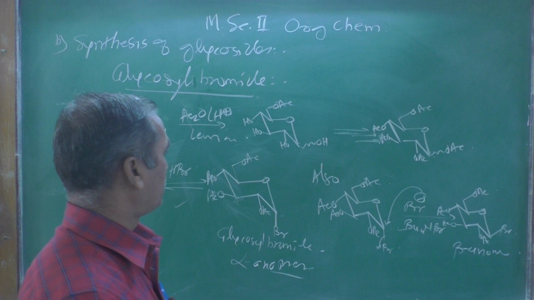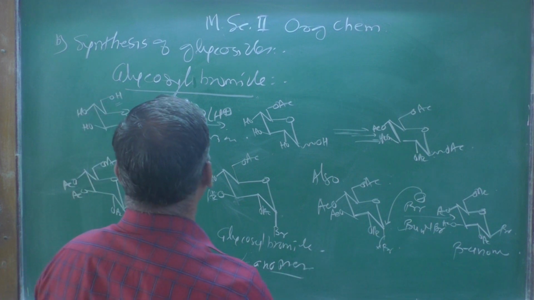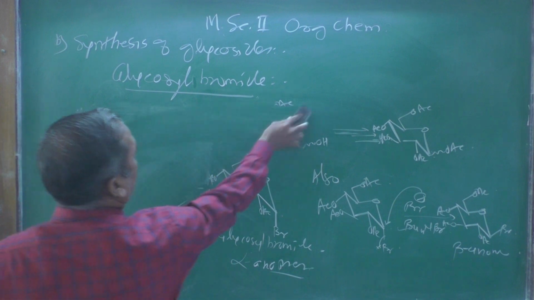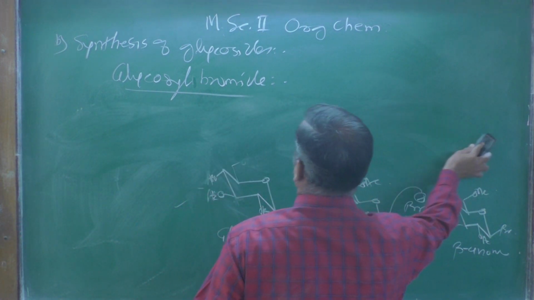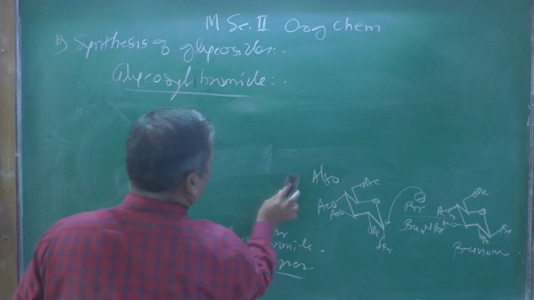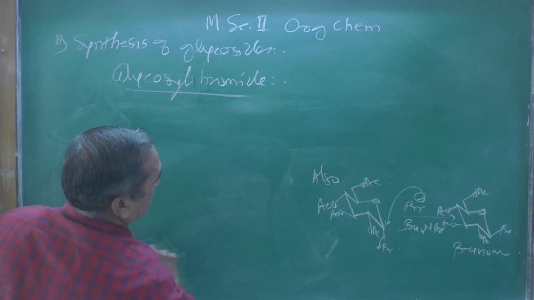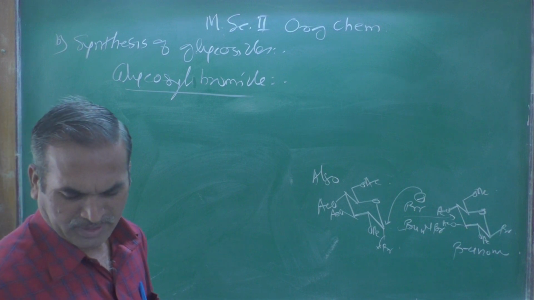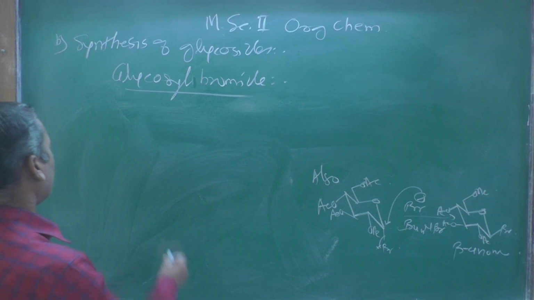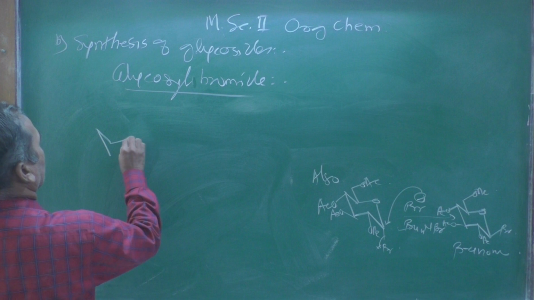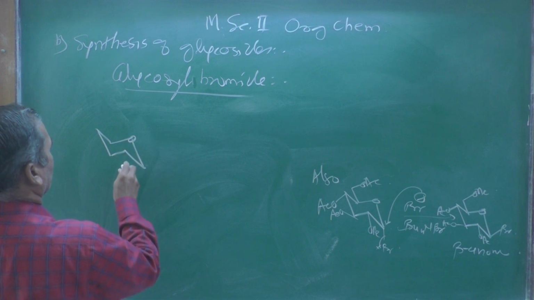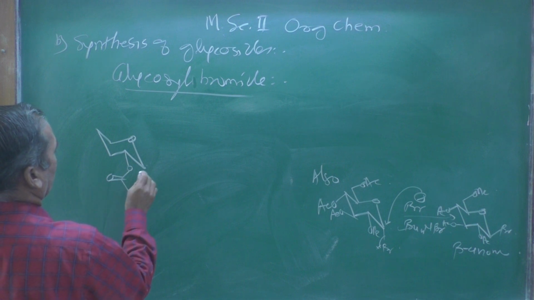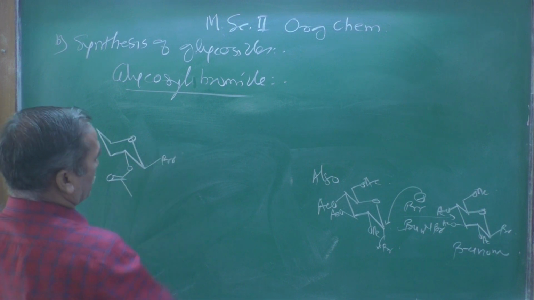Suppose we have a beta anomer over here. Let's see how it can work. Now suppose a beta anomer is there. I am showing only a representation. My intention is to show only this acetyl group and this bromide over here.